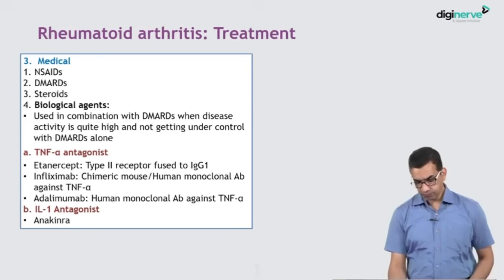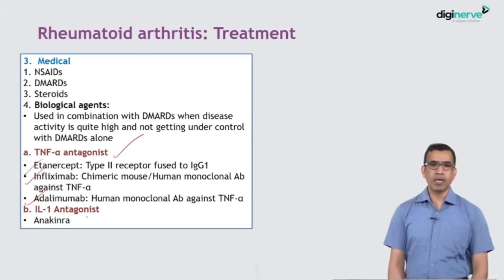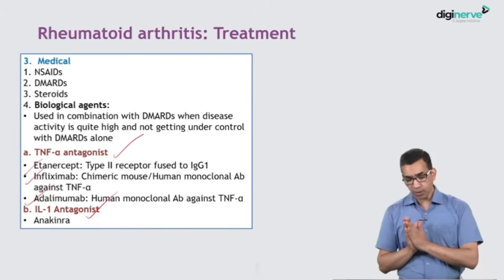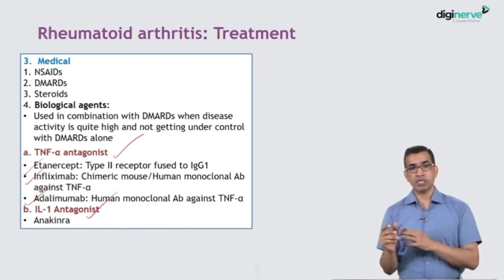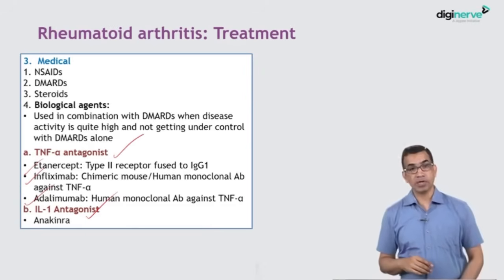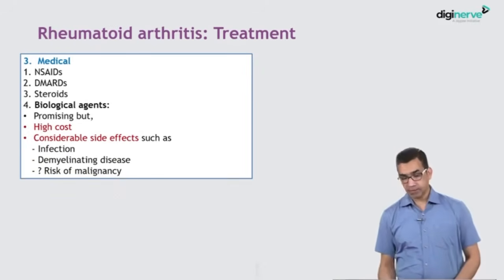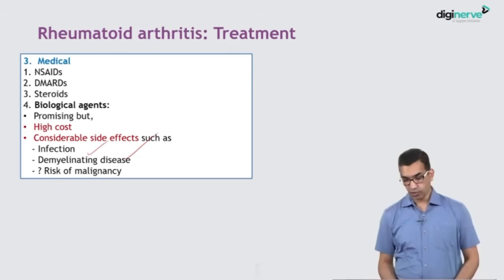Biological agents: TNF-alpha antagonists, that is etanercept, infliximab, adalimumab, or interleukin-1 antagonist anakinra. These are also used, especially when the disease-modifying agents, the analgesics and the steroids are not able to control. But what is important is, it is usually given in combination, not in isolation, and given only when the primary treatment modalities fail. They have high cost and very considerable side effects, like infection, demyelinating disease, and there are some questions about risk of malignancy.